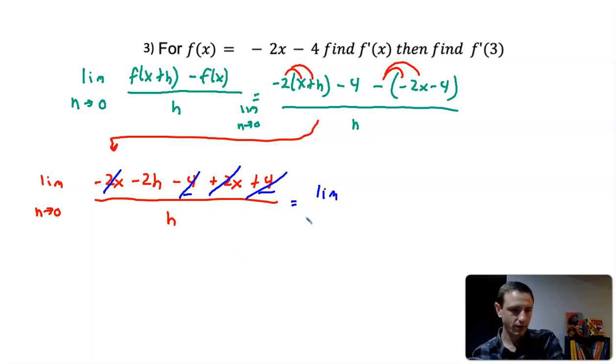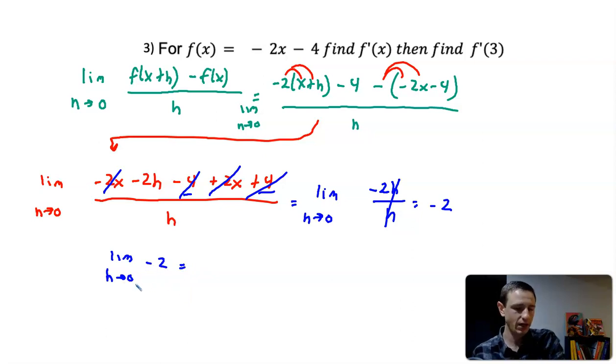So then we have the limit as h goes to 0 of negative 2h over h. H's cancel. Interesting. Equal to negative 2. So we have the limit as h goes to 0 of just negative 2. I don't have any h to evaluate, so that means f prime of x is going to equal negative 2. That's it. We don't even have any h's left, so the derivative is just negative 2.